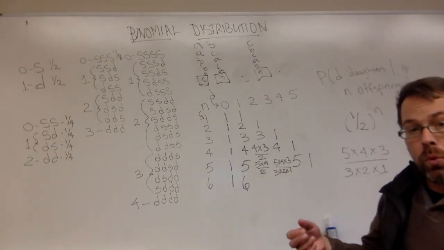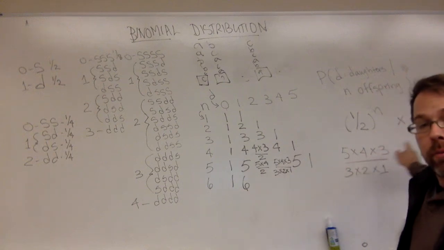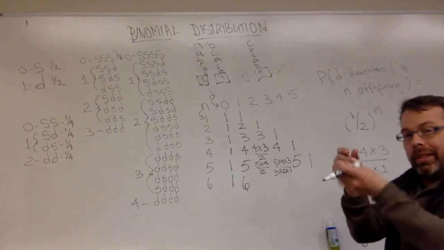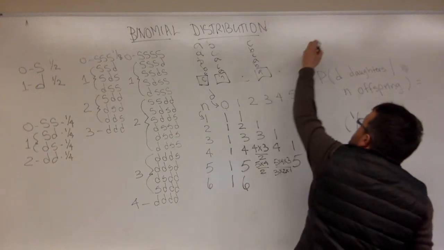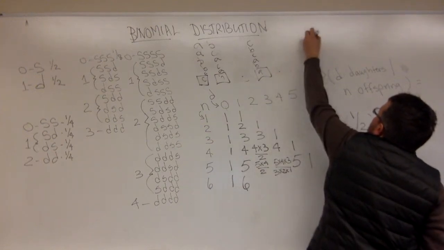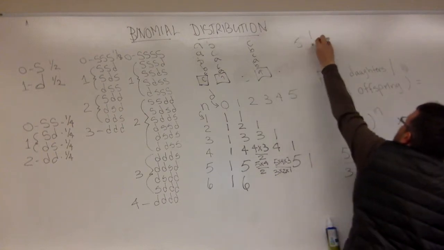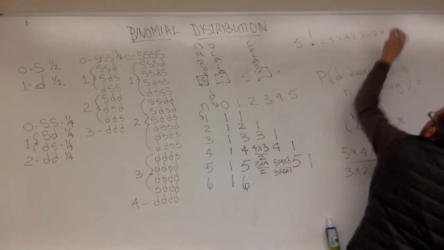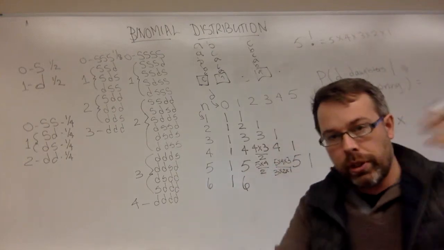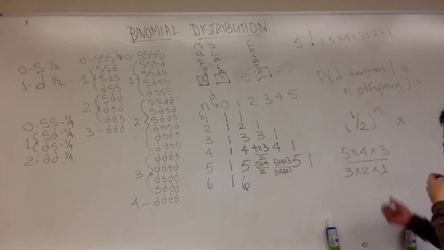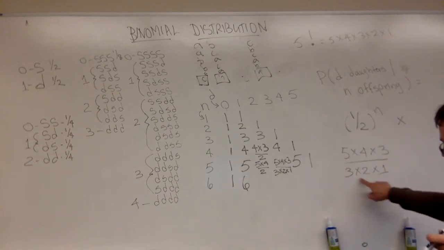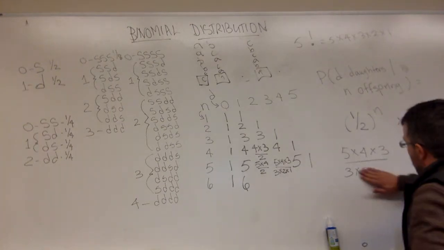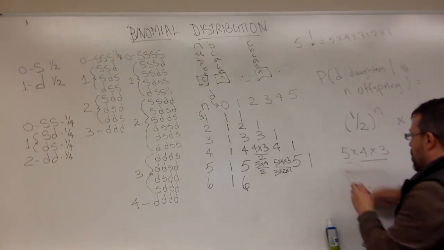So we can see that these numbers, 5 times 4 times 3, are a sequence of numbers starting at some number and then going down. We can use this thing called factorial. So 5 factorial is equal to 5 times 4 times 3 times 2 times 1. 6 factorial is 6 times 5 times 4 times 3 times 2 times 1. So the first thing we see on the bottom is 3 times 2 times 1, so we can rewrite that as 3 factorial.